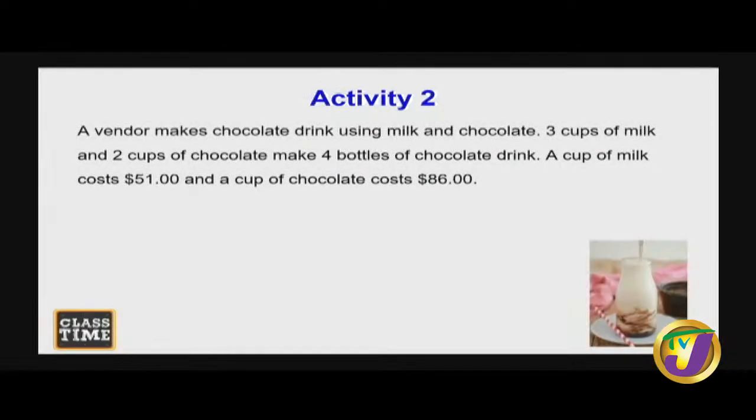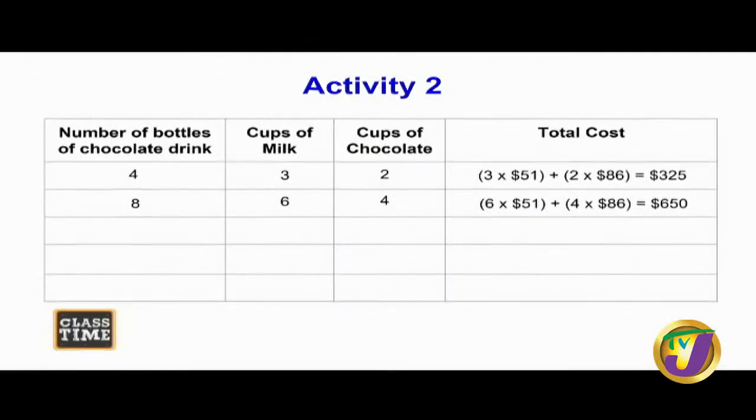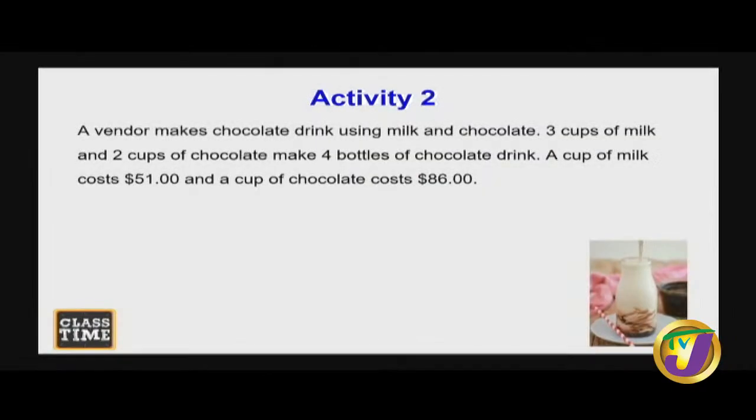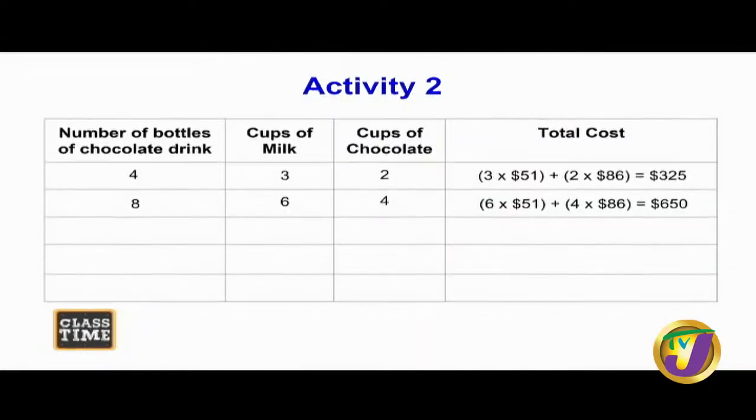Okay. So let's look at the total cost now and see what's happening here. So notice that we're now multiplying 51 by 6. And we're $51. Let me put on my units. And we also multiplied $86 by 4, because we're using 4 cups of chocolate. There you go. And we're putting it together now and we're seeing that 8 bottles of chocolate drink cost $650. But I'm also seeing, because that 8 bottles is twice the 4 bottles, the cost is actually twice the cost of making the 4 bottles.